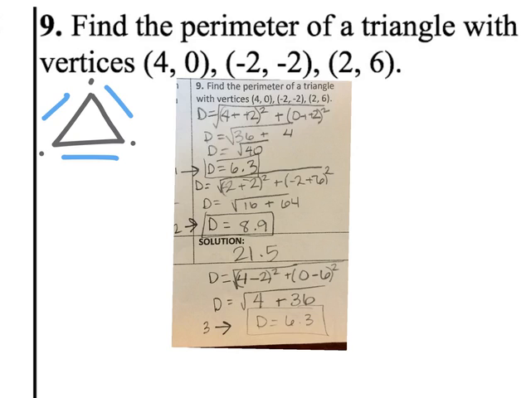I've done the work for you here, but you can see for this one right here, I took these 2 points here, and I came up with a distance there. And then I used these 2 points in red, and I came up with the distance here. And then I used the first one and the last one here to come up with the third distance. And then I added 6.3, 8.9, and 6.3 together, and that gave me a final answer of 21.5, and that is the perimeter of the triangle.